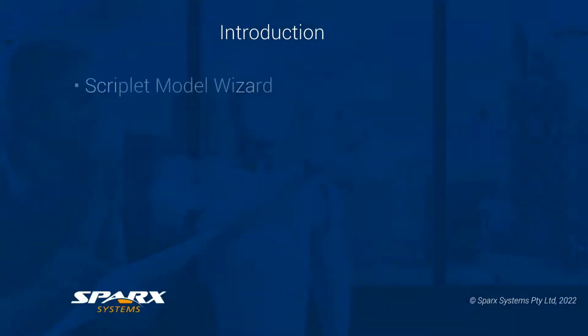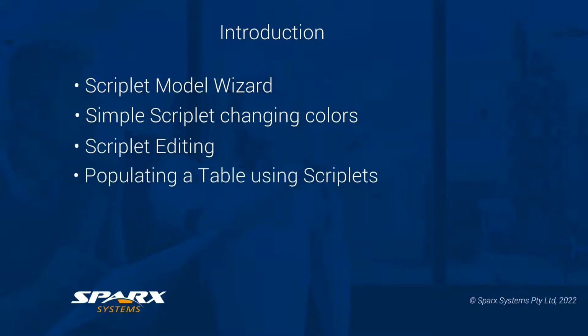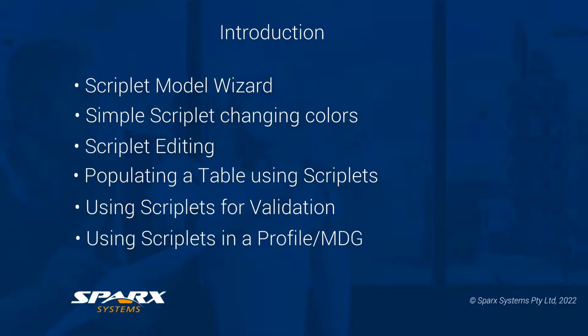Let's start with a quick look at the model wizards that provide some clear examples of how these Scriptlets can be used. We will run over a simple Scriptlet with color updates, as well as looking at the Scriptlet editing. Then we'll run over an example of populating a table using Scriptlets, as well as an example of using Scriptlets for validating your diagram. And finally, we'll have a look at an example of Scriptlets in a profile and creating an MDG with an element stereotype that uses Scriptlets.